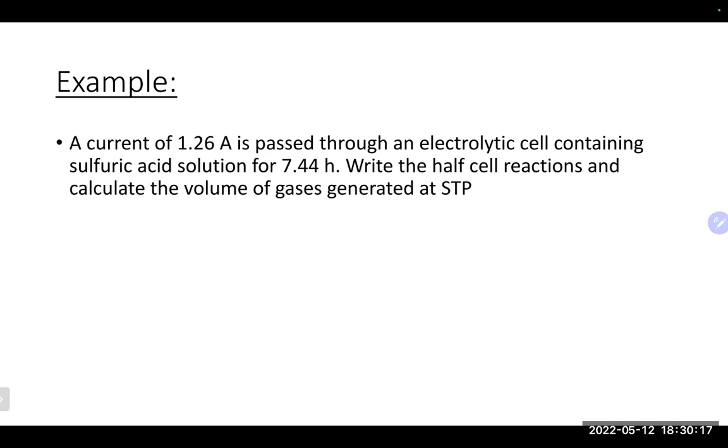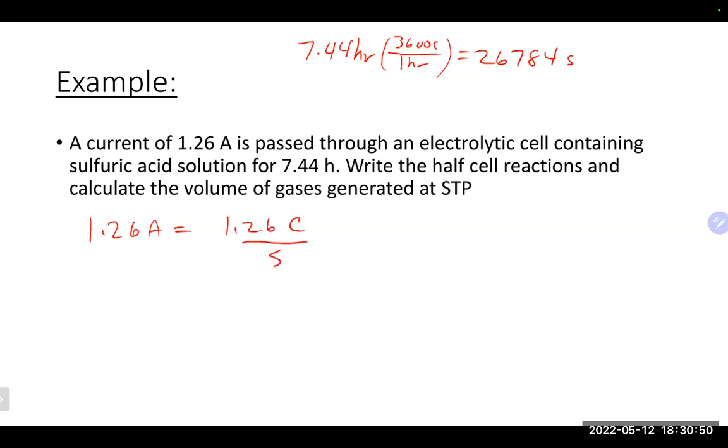So really, again, the start here is very similar to what we did before. We need to get our hours into seconds. So we're going to multiply by 3,600 seconds. We're going to take 7.44 times the 3,600, going to give us, looks like, 26,784 seconds. Once again, our 1.26 amperage is the same as 1.26 coulombs per second, hence why we need to get this into seconds. So we're going to multiply those together.